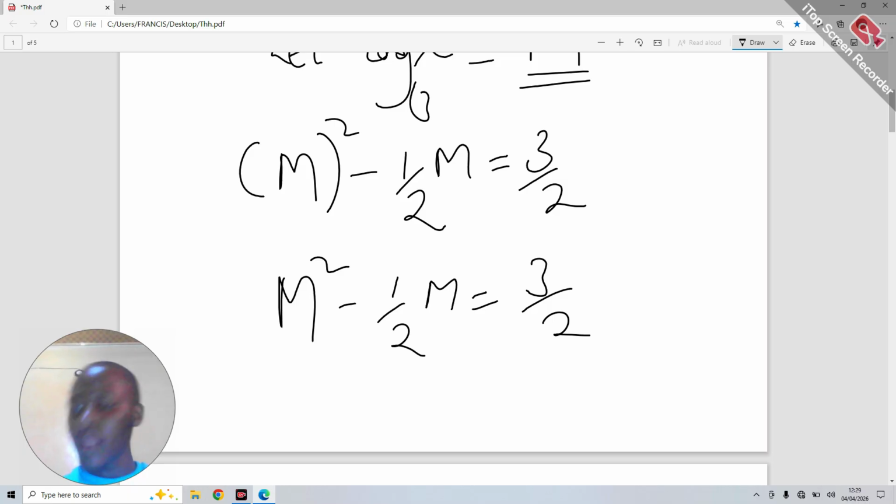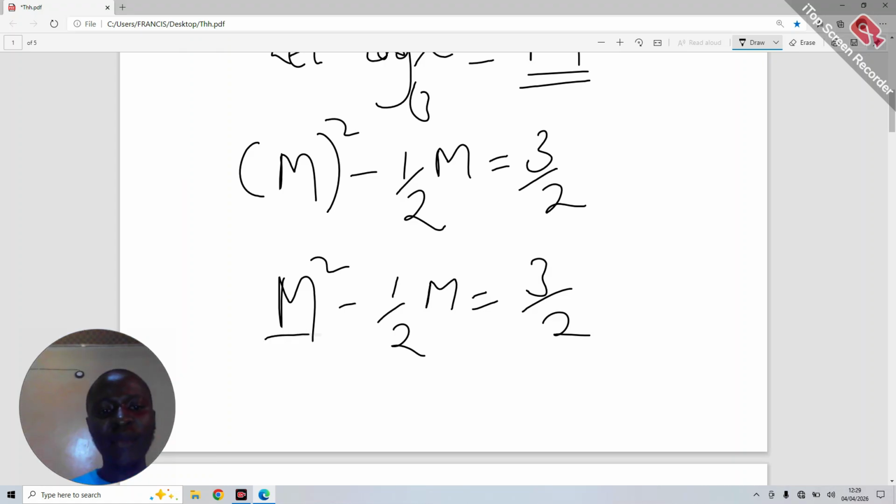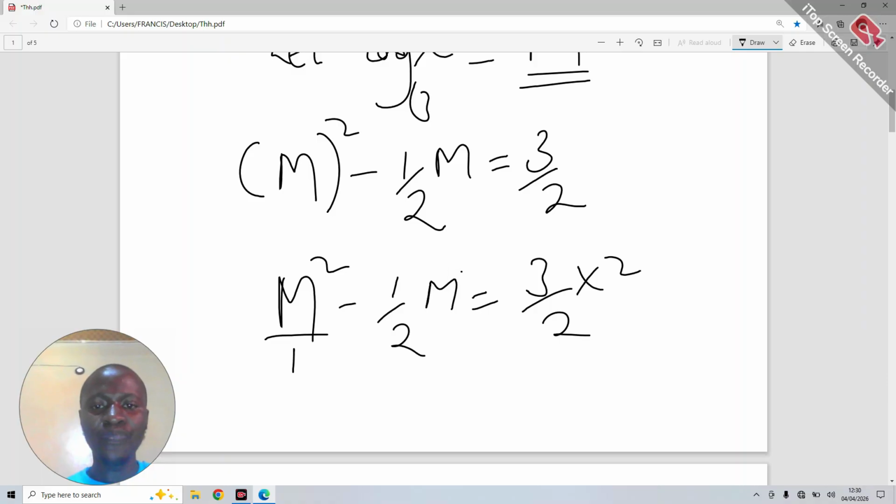So, let me get my calculator. How can we remove the denominator in this part? Remember, this m squared can also be expressed as all over 1. So what's the LCM between 1 and 2? 1, 2, 2, 2. That is 2. So multiply everything by 2.